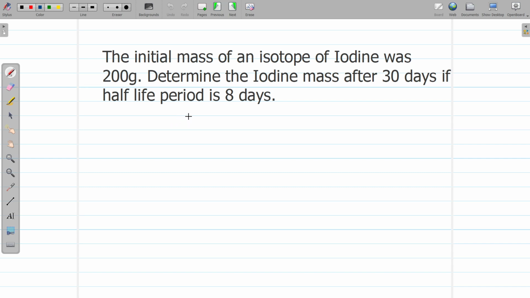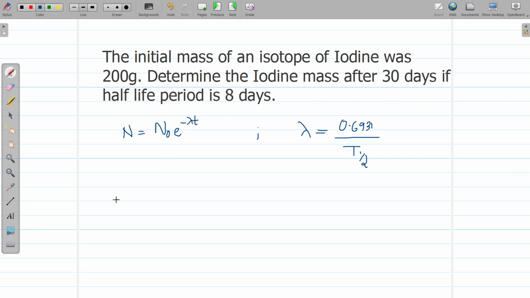What are the two equations that you know from the topic half-life period? It is N equal to N0 e raised to minus lambda t and lambda equal to 0.6931 divided by t half. So using these two equations, you can find the answer to all the questions.